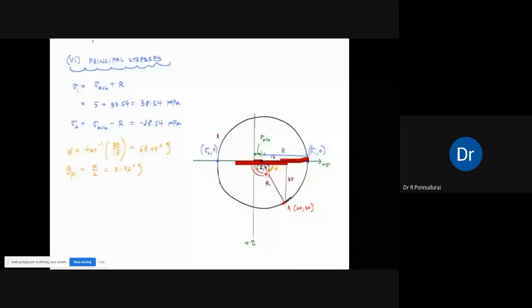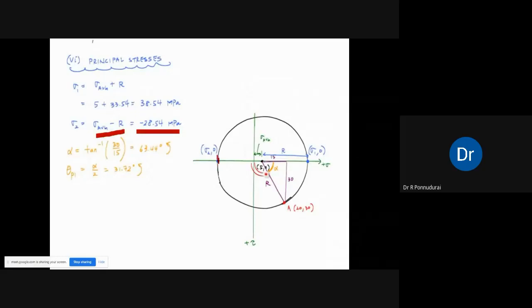Will be the sigma 1 value. Sigma 2 is sigma average minus R. Sigma average minus R, minus 28.54. So use this triangle to calculate the alpha.